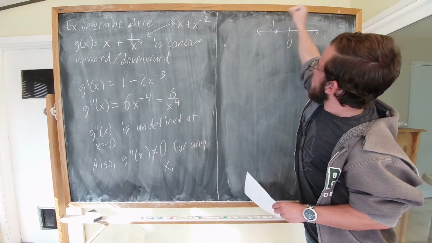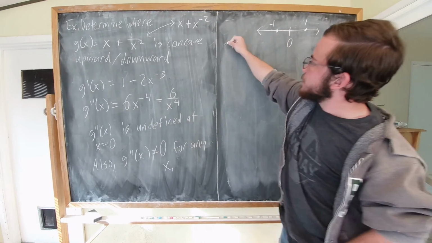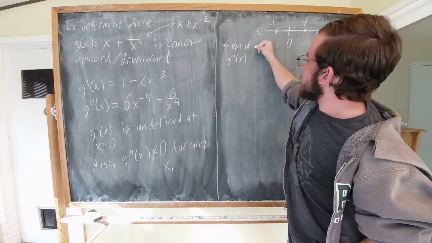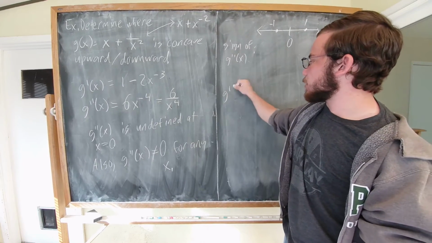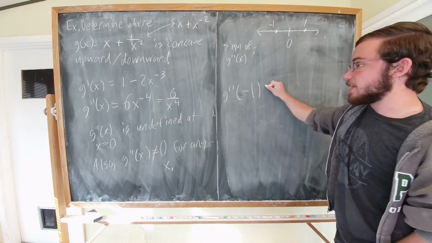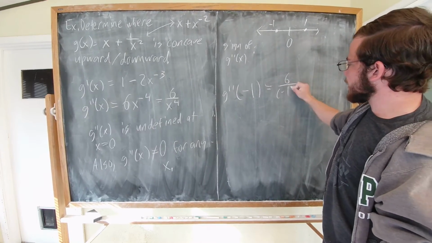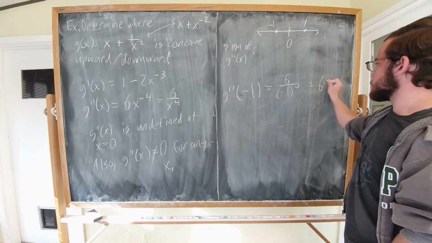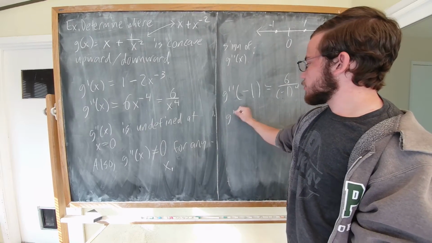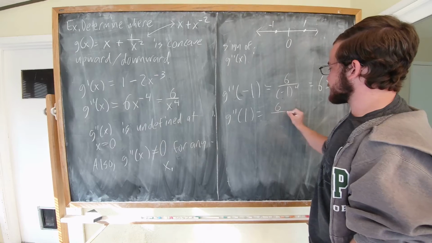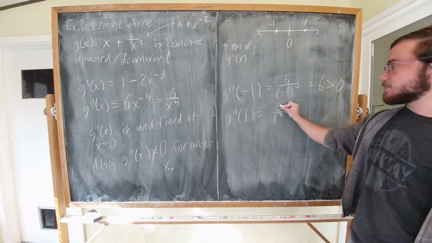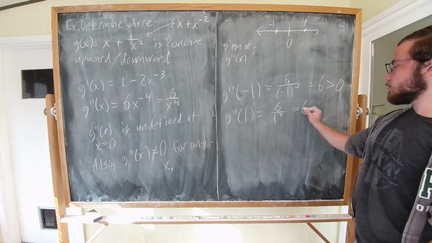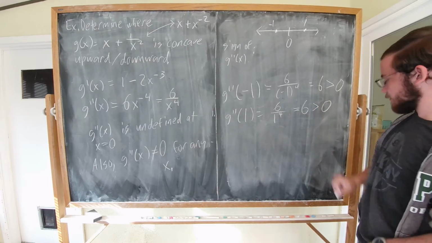I'm going to choose negative 1 and 1 as my test points. And we're looking at the sign of g double prime of x. Alright, well, plugging in our test points, g double prime of negative 1 is 6 over negative 1 to the fourth power. That's just going to be 1. So we're left with 6, which is greater than 0. And here, g double prime of positive 1 is 6 divided by 1 to the fourth, which is, again, 6 divided by 1, aka 6, which is greater than 0.